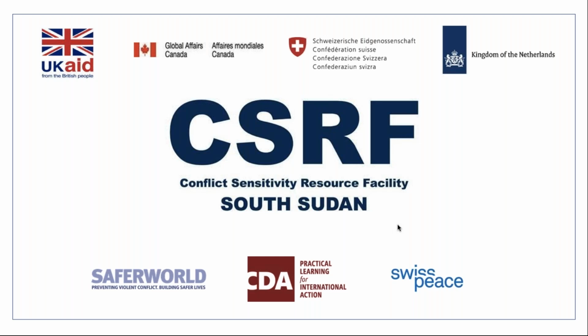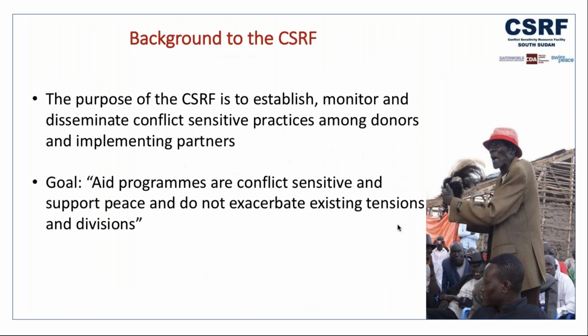The beneficiaries of the program are the 4 participating donors, Switzerland, Canada, UK, and Netherlands, 11 of their implementing partners that are NGOs, as well as 10 national NGOs. The purpose of the CSRF is to establish, monitor and disseminate conflict-sensitive practices among donors and implementing partners. The goal of the program, staying true to conflict sensitivity, is that aid programs are conflict sensitive and support peace and do not exacerbate existing tensions or divisions.